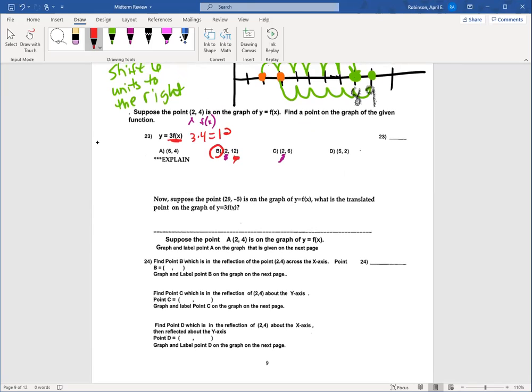This is the same question. Now suppose the point 29, -5 is on the graph of y equals f of x. What is the translated point on the graph of y equals 3 times f of x? It's still going to have an x coordinate of 29, but the y coordinate will be 3 times bigger. So that would be -15. 3 times -5 would be -15. And that's it.